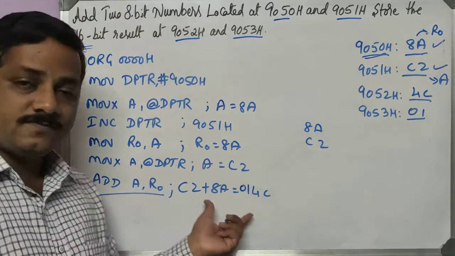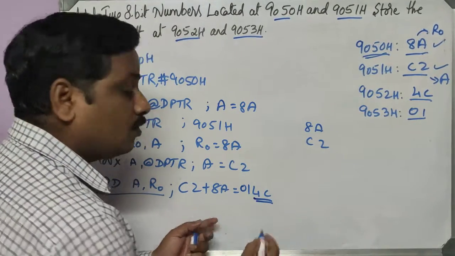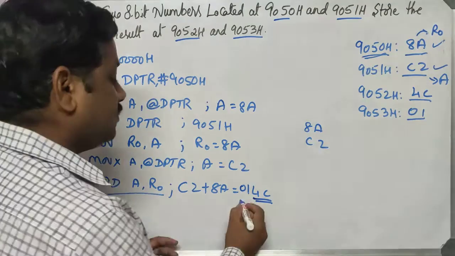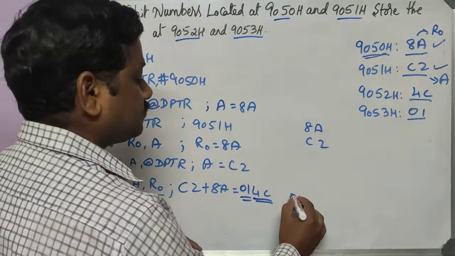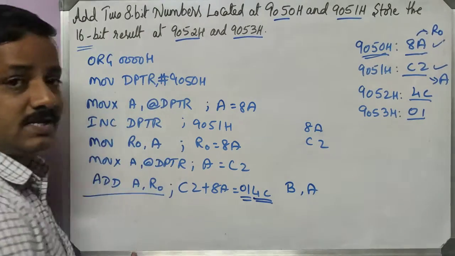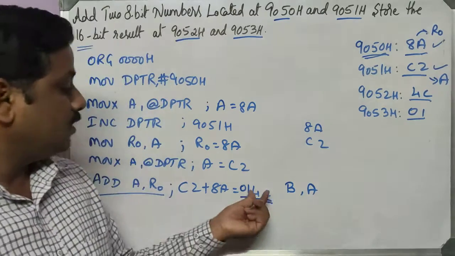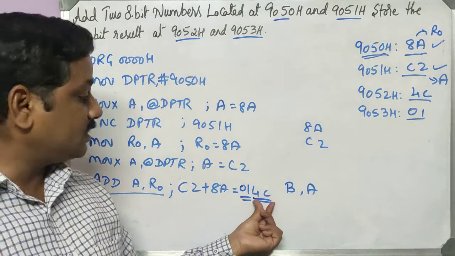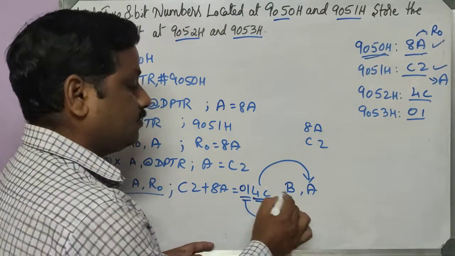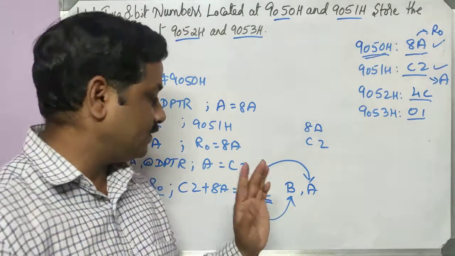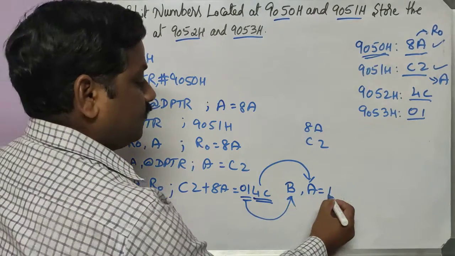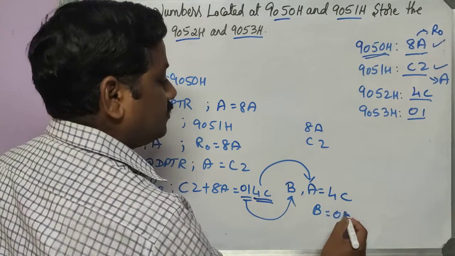So what happens when we execute this? Only this 4C, the lower byte, will be stored in the accumulator. But 01 will be stored in the B register. We have two registers, A and B, special function registers. Lower 8-bit data will be stored in the accumulator and the higher 8-bit data will be stored in the B register. You should know about this. So now as we got this result, A will have 4C and the B register will have 01.